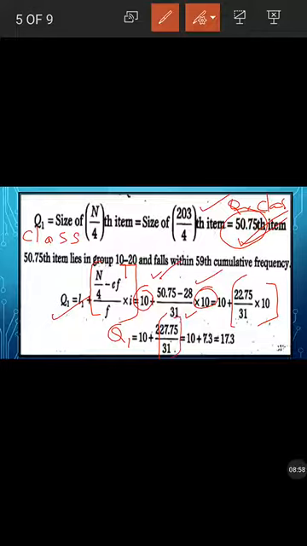So after we finish all this calculation, we are getting 22.75 divided by 31, that is 0.73, that is 17.3. So this is the Q1 value. Okay, I hope all of you understood this problem. Now let us move on to Q3 class and Q3.